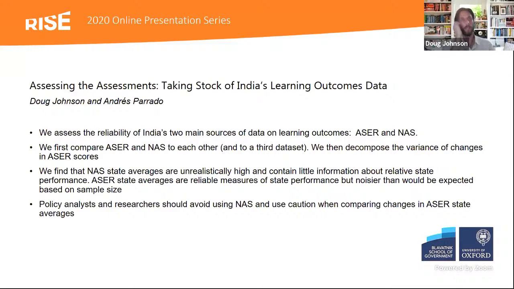In terms of the direct implications of this for analysts and policymakers, the first thing is people should be very careful about using NAS data, because what we find is it's just not very reliable. And second, when it comes to ASER data, people should just be a little bit careful when comparing small differences between changes in state averages over time or looking at district data. Great, thank you.